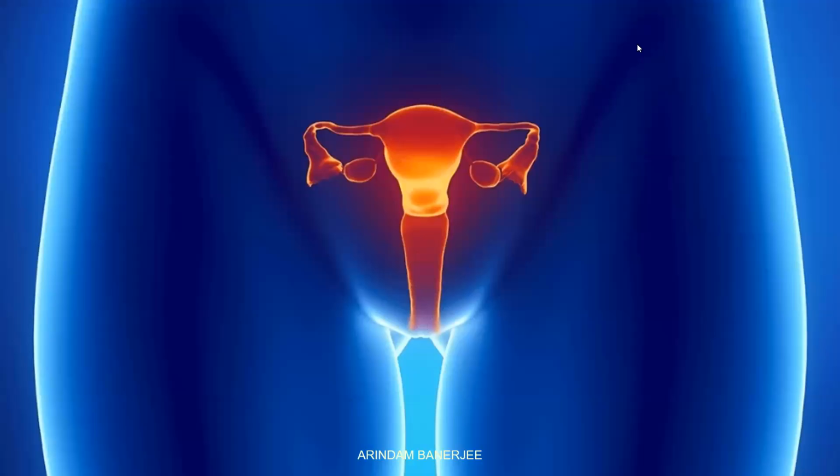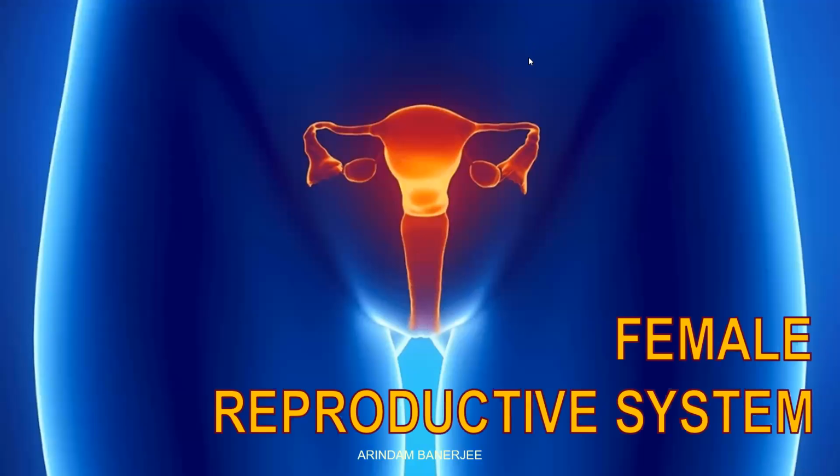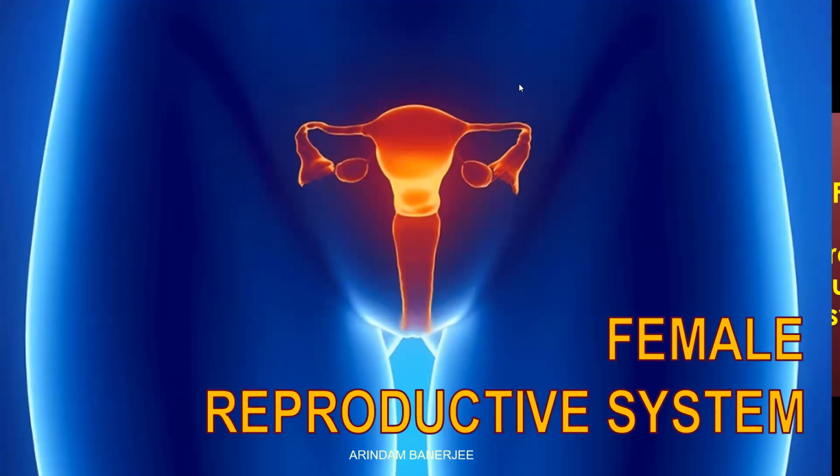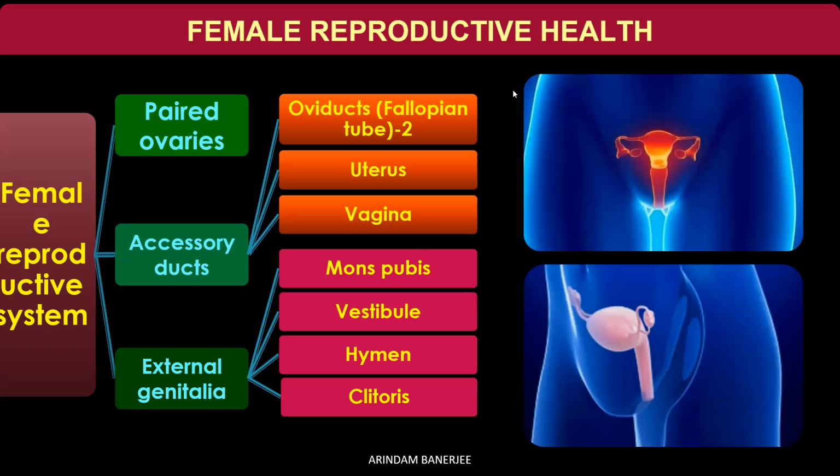So let's start with the female reproductive system. Regarding the female reproductive system, as I told you last day, like the male, the female reproductive system is composed of a pair of ovaries, and that pair of ovaries is the primary sex organ. So carefully remember that this pair of ovaries is the primary sex organ.